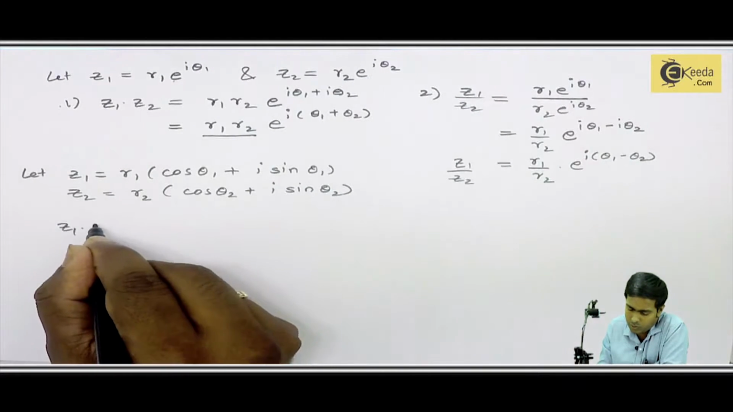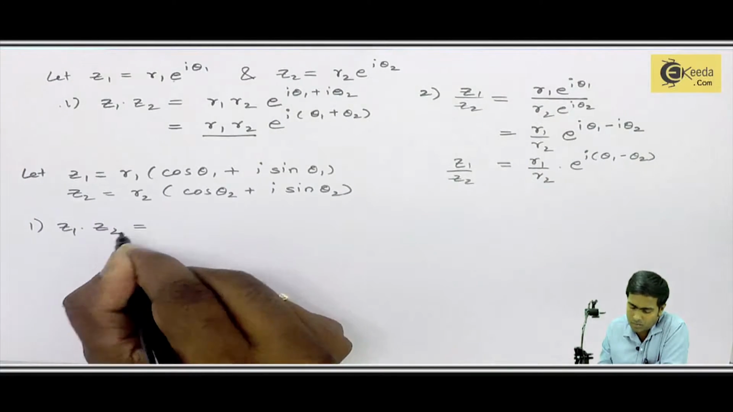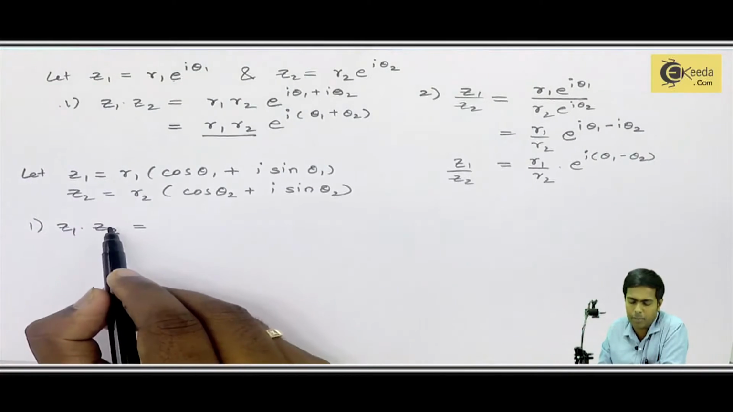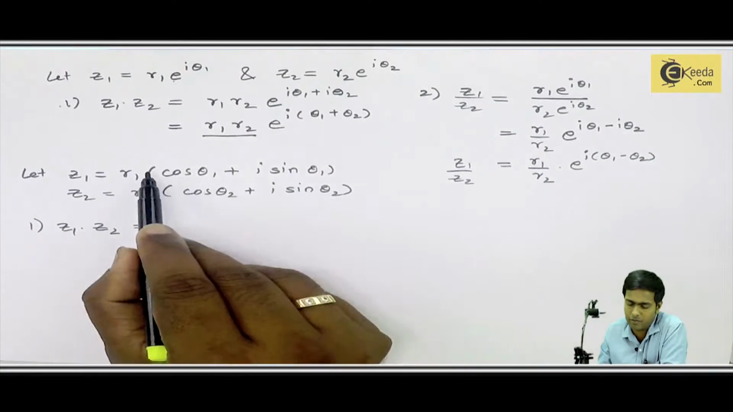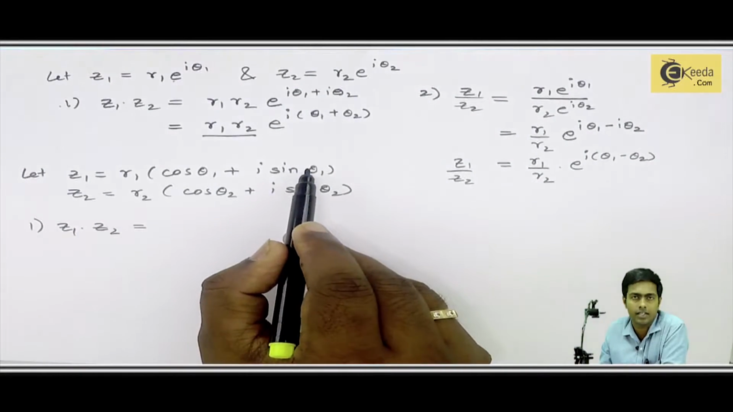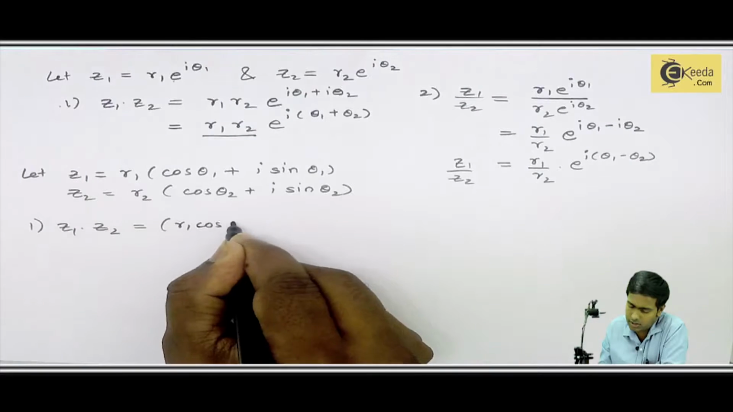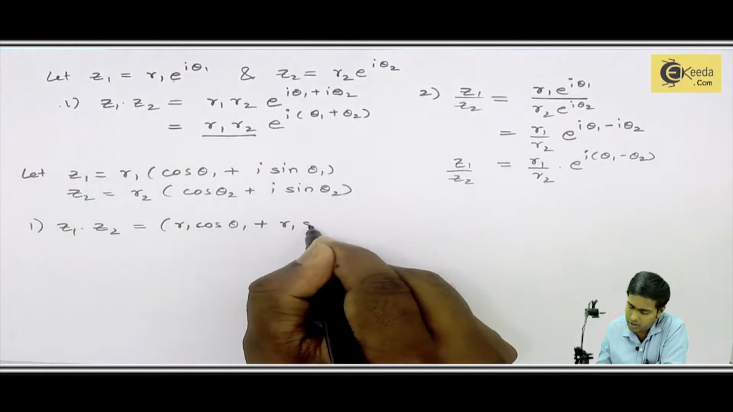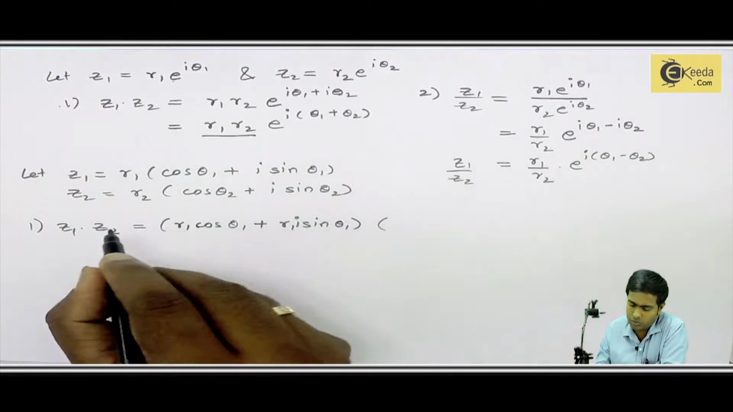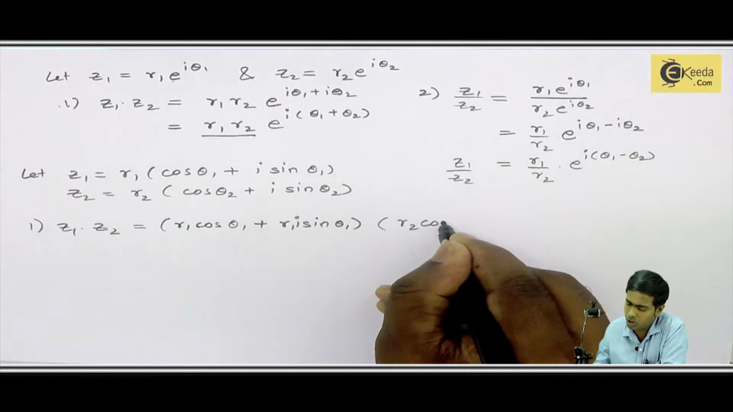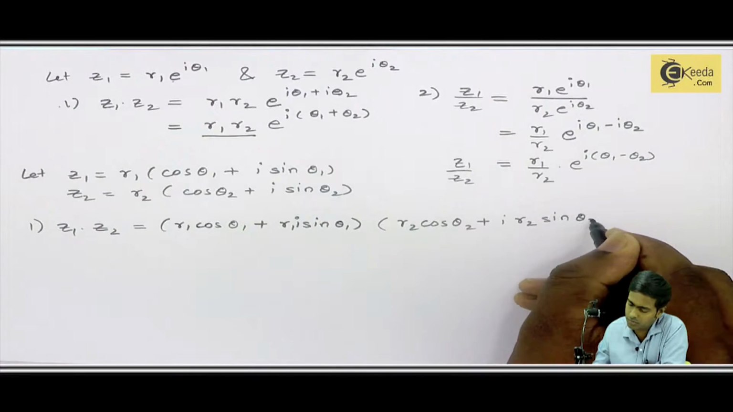So z1 into z2, this is my first operation. Here you can see if we want to multiply two complex numbers, we need to use the rule of algebra, that is to multiply the second bracket with the first term and again the second bracket with the second term. So I will write it horizontally. So it will give me r1 cos theta 1 plus r1 sin theta 1 i into z2, which is nothing but r2 cos theta 2 plus i r2 sin theta 2.